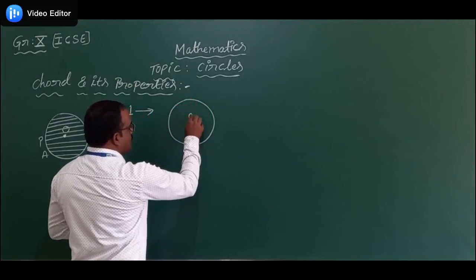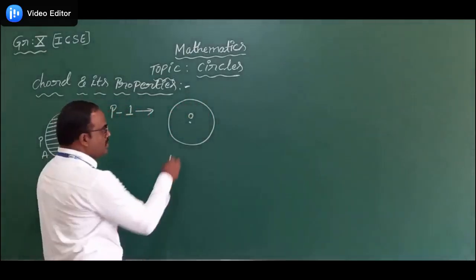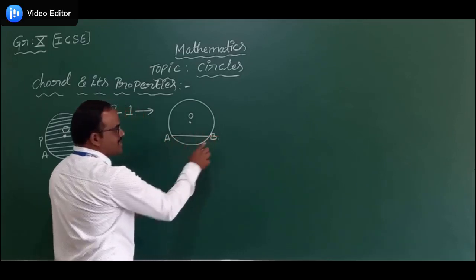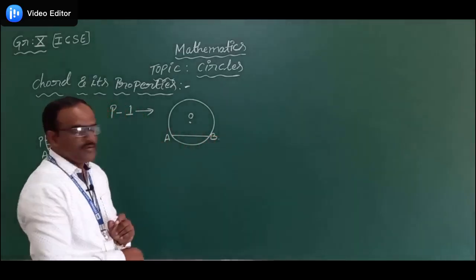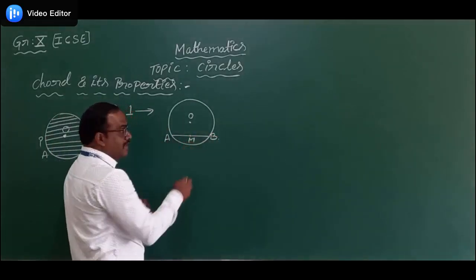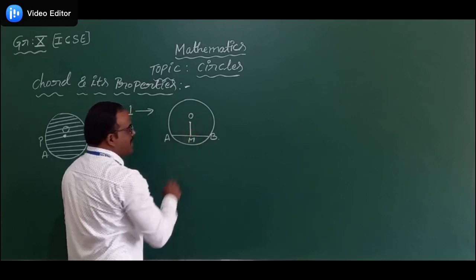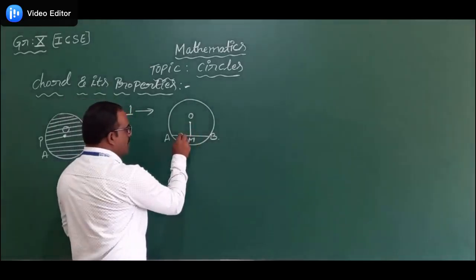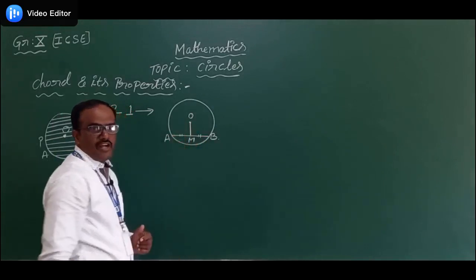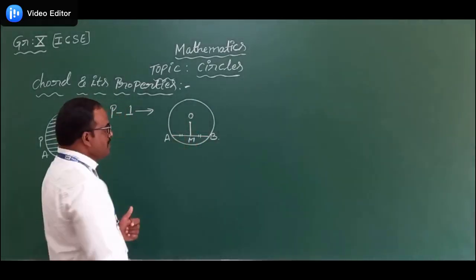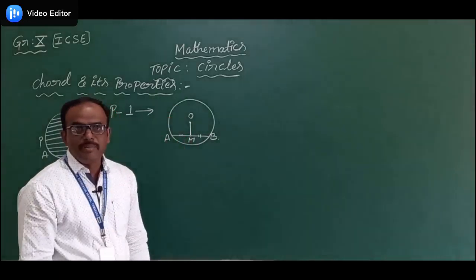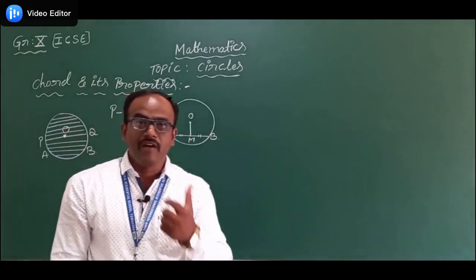One circle with center O I have drawn on the board. Now one chord I have labelled AB. AB is the chord, O is the center of the circle. Now I am going to mark a point M on the chord, that is the midpoint of the chord. That means you can observe here the length of AM is equal to the length of BM. Okay children, in that situation always OM is perpendicular to AB. That is the first property of the chord.